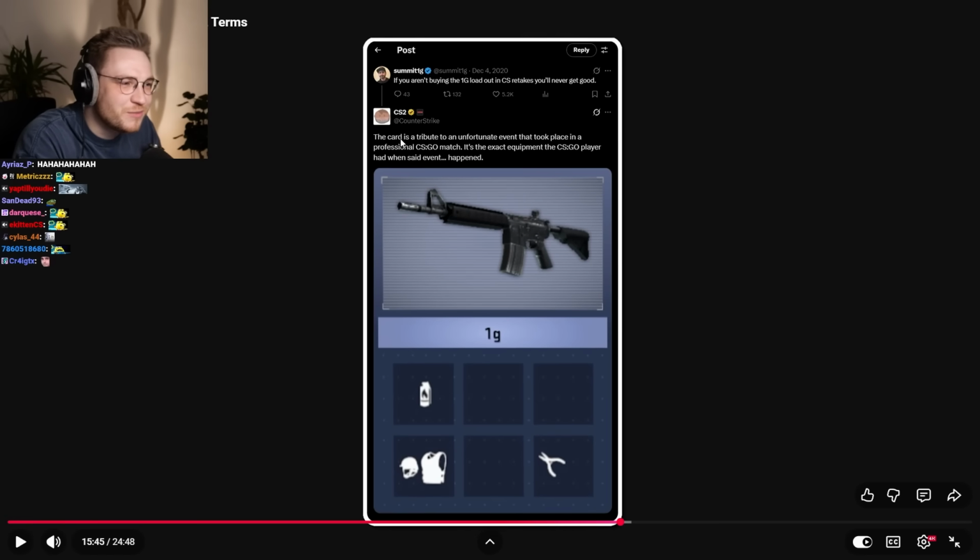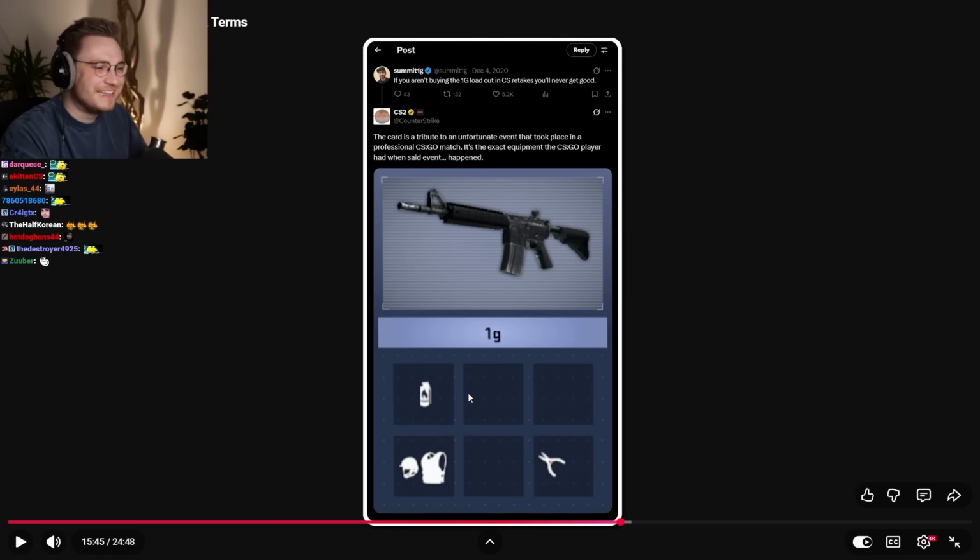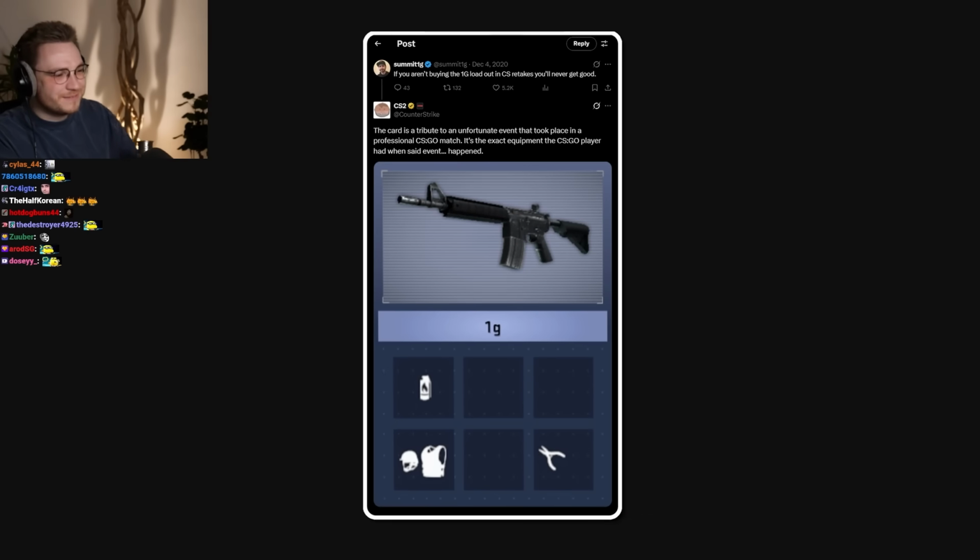CS replies, the card is a tribute to an unfortunate event that took place in a professional CSGO match. It's the exact equipment the CSGO player had when said event happened. Damn. So it's safe to say that the 1G meme isn't going anywhere anytime soon. So this incident had a definitive start date.